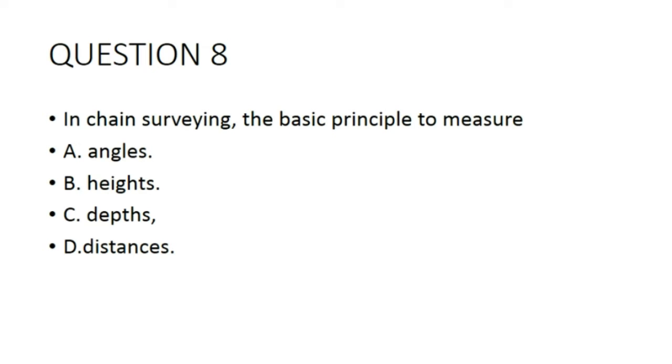Question 8. In chain surveying, the basic principle is to measure A. Angles, B. Height, C. Depth, D. Distance. Chain surveying is the type of surveying in which only linear measurements are made in the field. The main principle of chain surveying or chain triangulation is to provide a framework consisting of a number of well-conditioned triangles or nearly equilateral triangles. It is used to find the area of the field. The correct option here is option D.